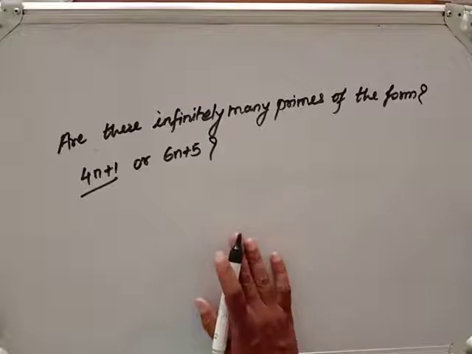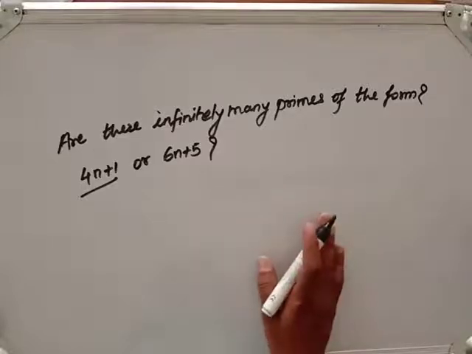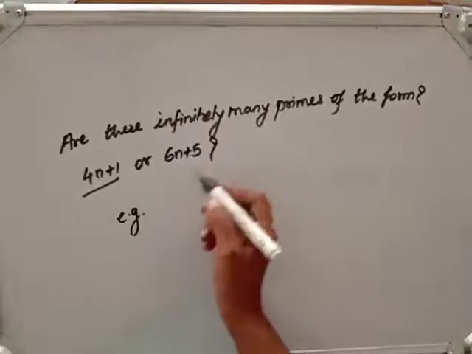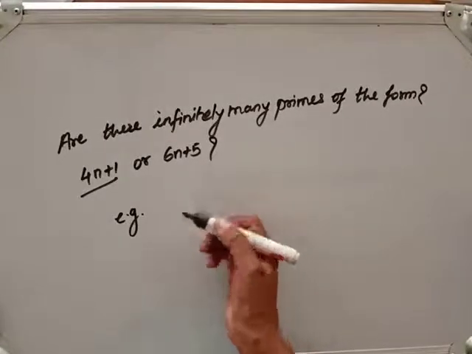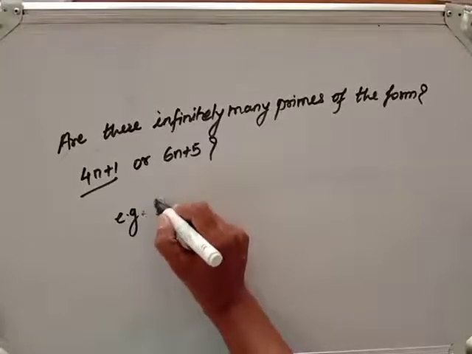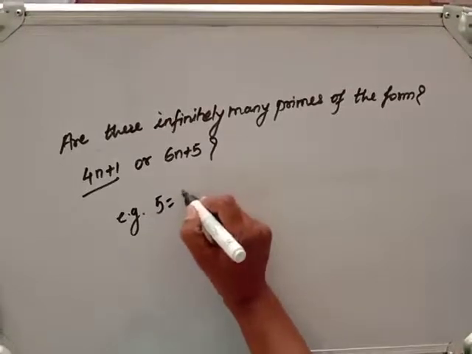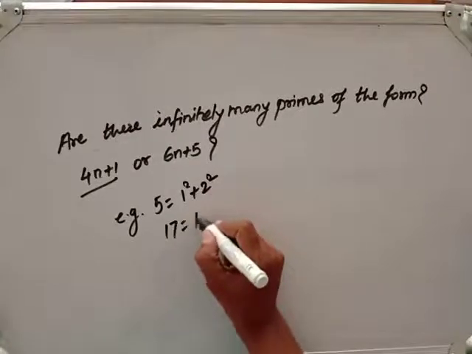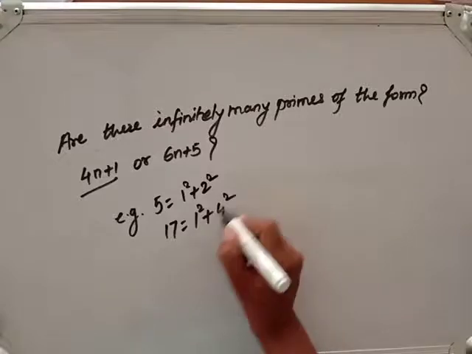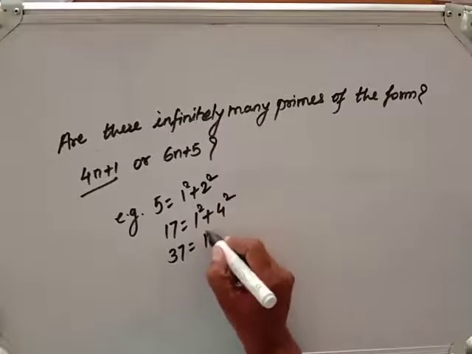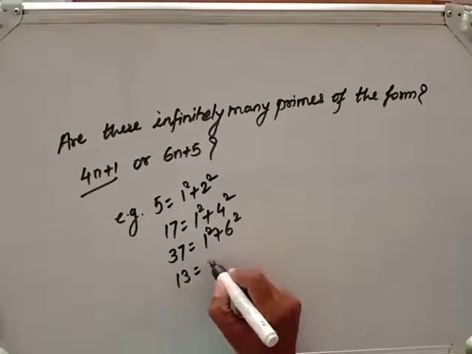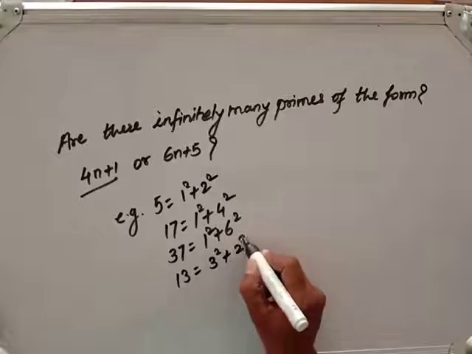We are trying to write the set of primes as a sum of 2 squares. We are able to write some primes as a sum of 2 squares, but not all. Just like 5 can be written as 1 square plus 2 squares, 17 can be written as 1 square plus 4 squares, 37 can be written as 1 square plus 6 squares. This is a sum of 2 squares. Then 13 can be written as 3 square plus 2 square.